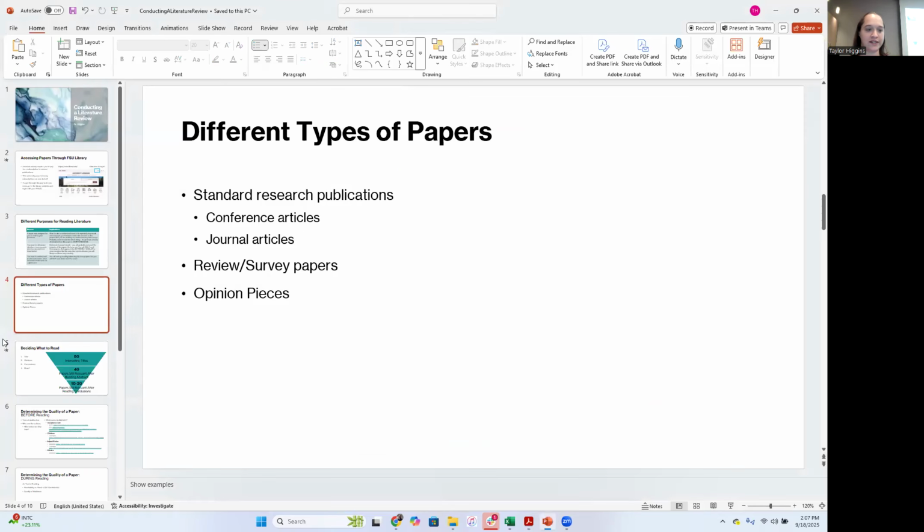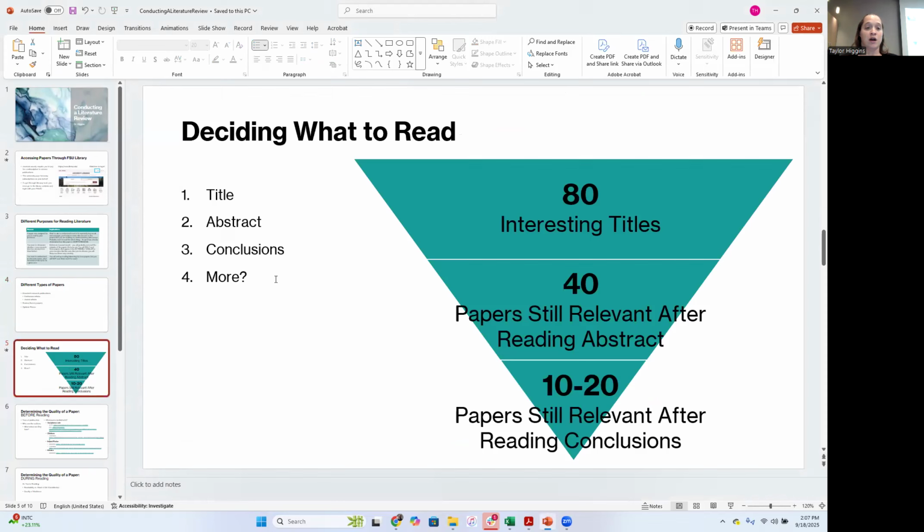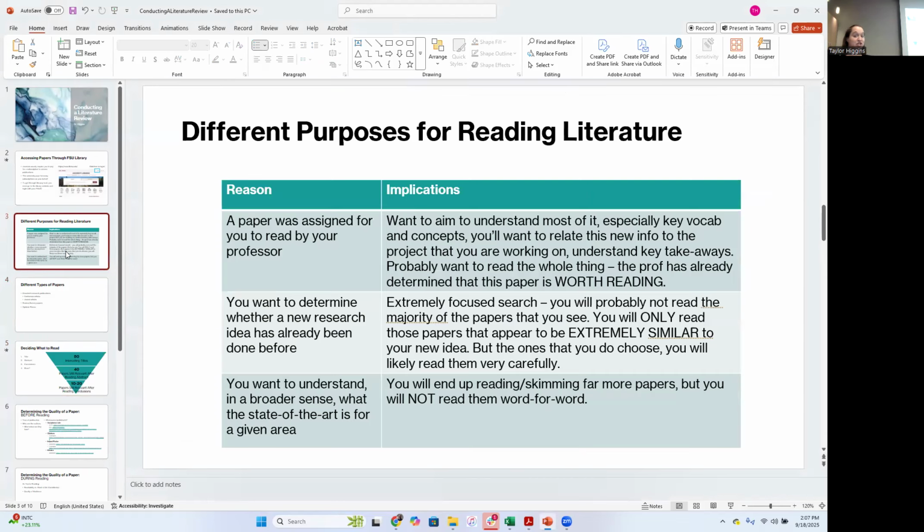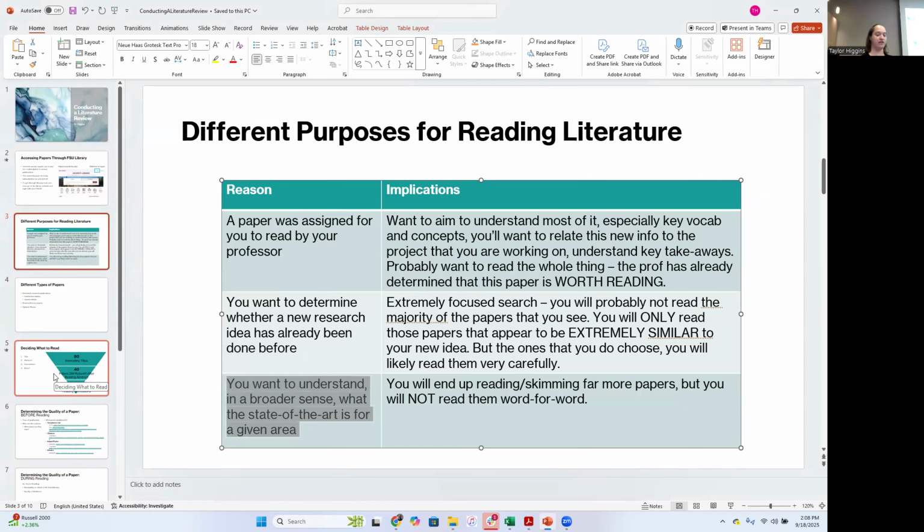Okay, so that's types of papers. All right, so let's say you've decided which of the 3 reasons you're doing a literature review. And maybe you fall more so into this last category if you're trying to get a good idea of what's going on in the field.